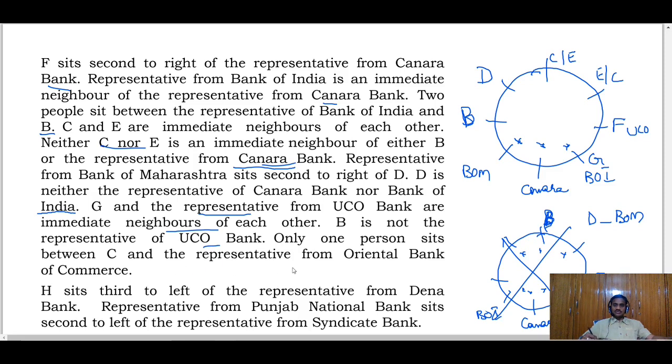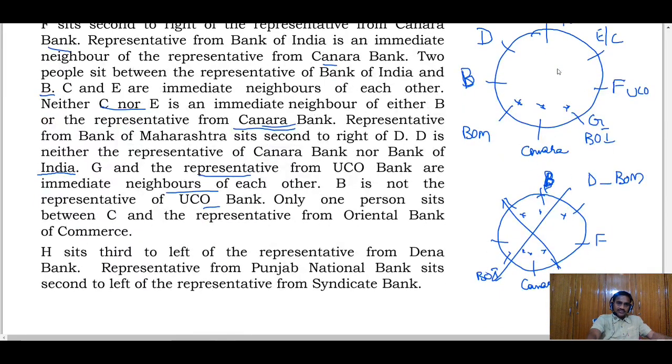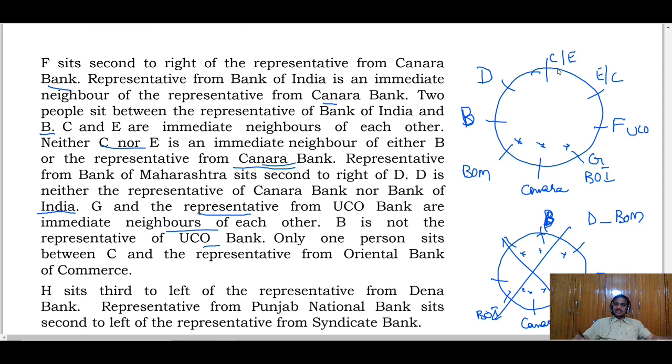One person between C and OBC. If C is here, OBC is here. There are two different possibilities. H sits to the left of Deena Bank. If H is here, F must be Deena Bank, which is not possible. Hence H is Canara Bank. Then Deena Bank is here. One person between C and OBC.